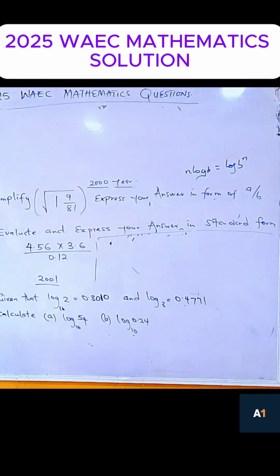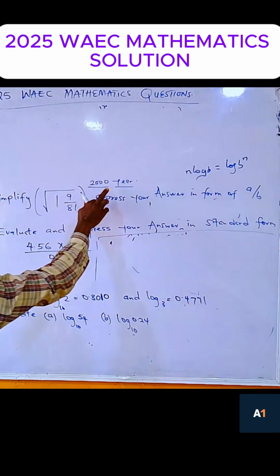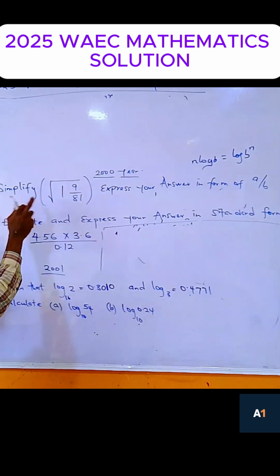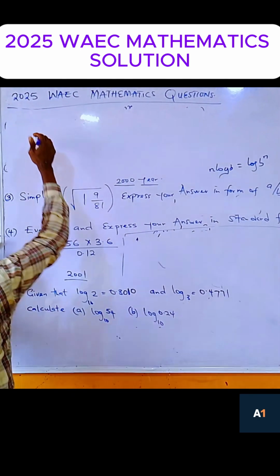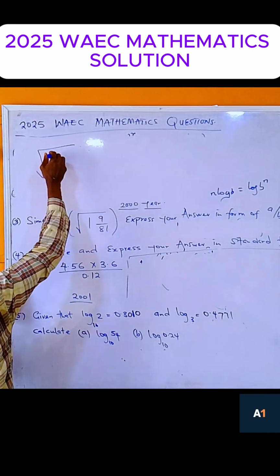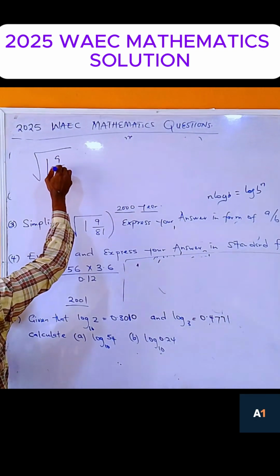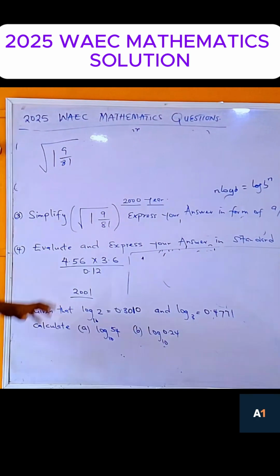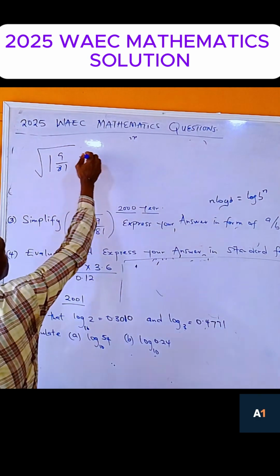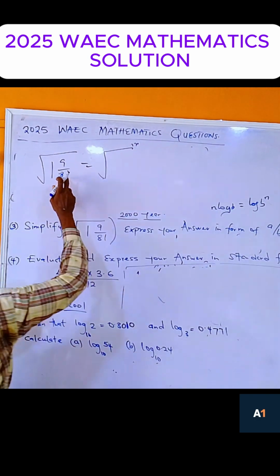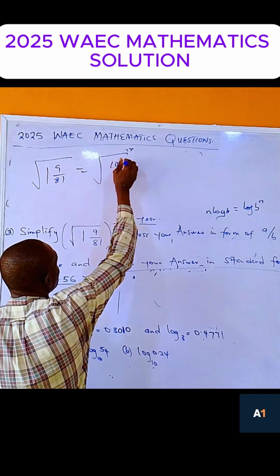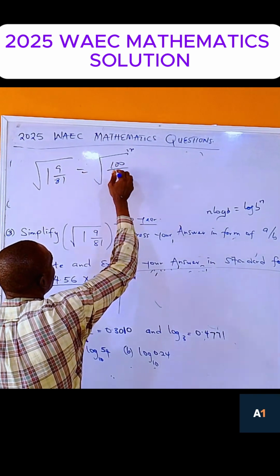So now, we have to simplify this one. So back to year 2000. We have to simplify this one. So now, if you look at this one, the solution for this, we have square root of one whole number 9 over 81. Now, this is what? This is a mixed fraction. You take it to the improper fraction. So 81 times 1 will give you 81 plus 9, it will give you 90 all over 81.